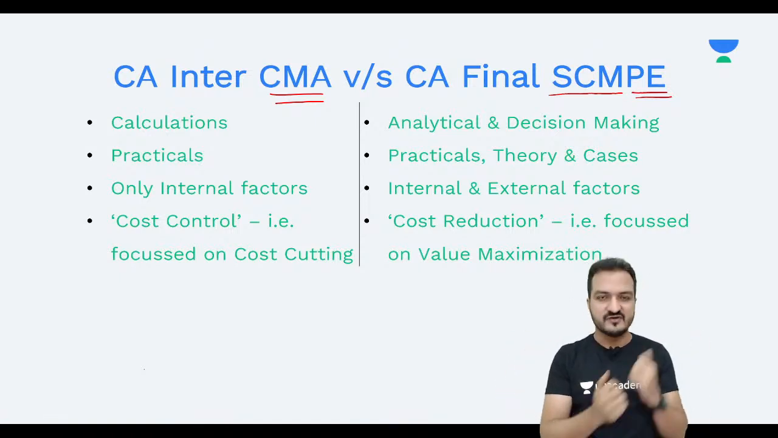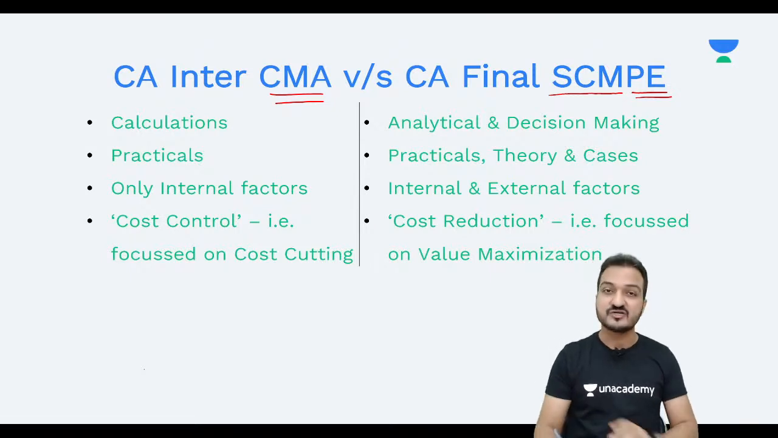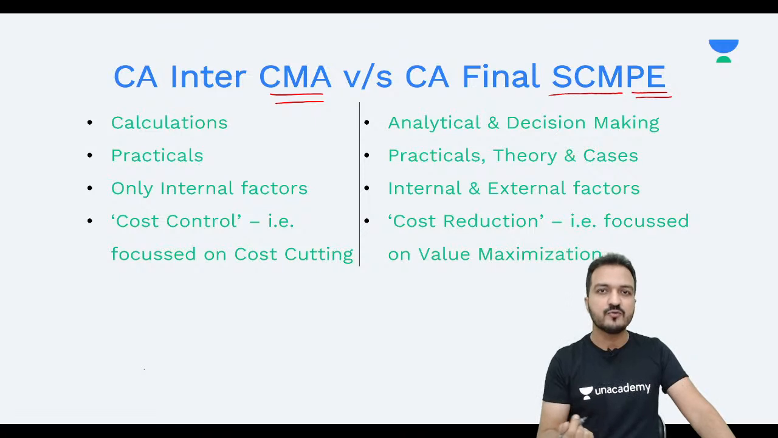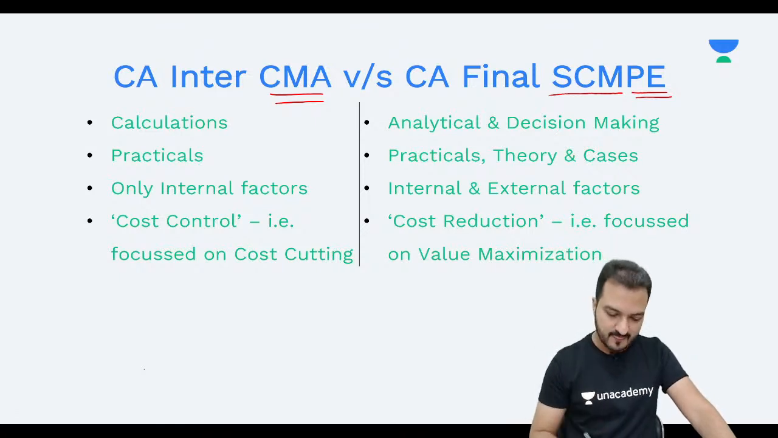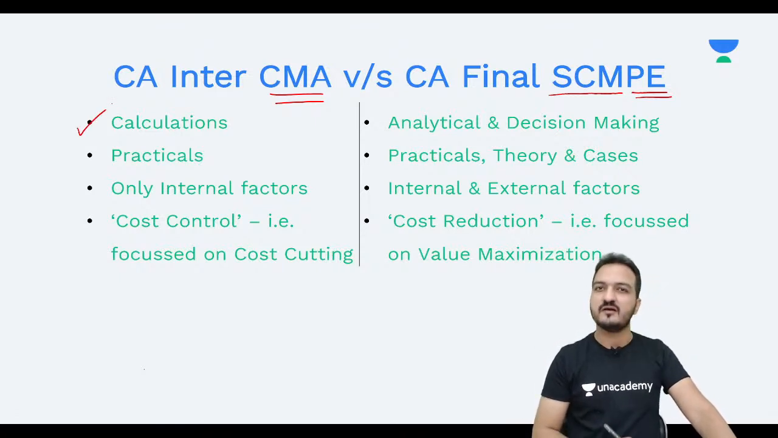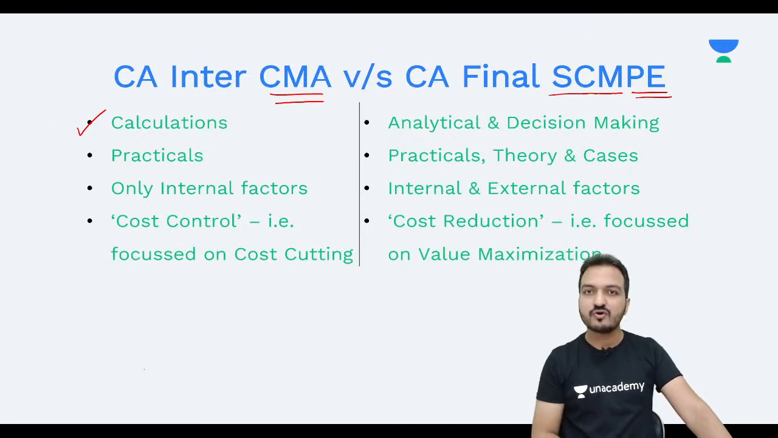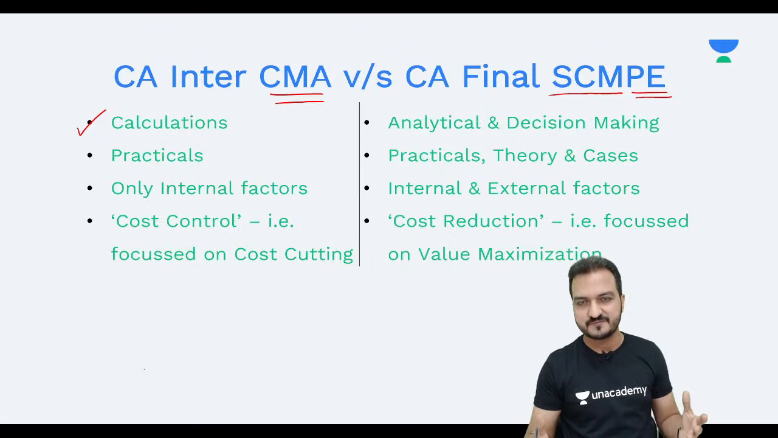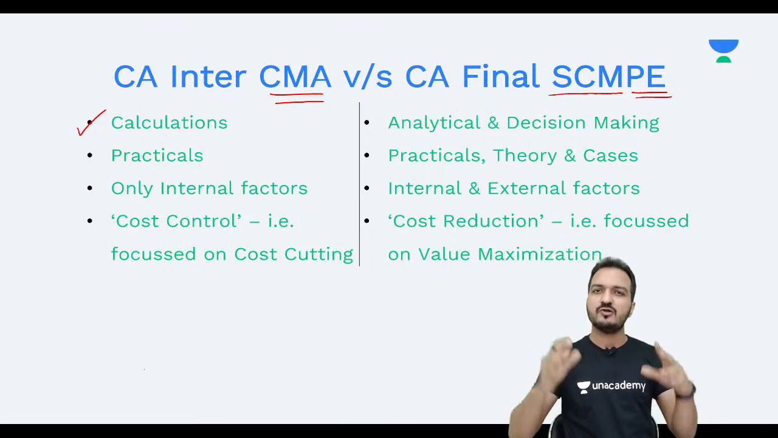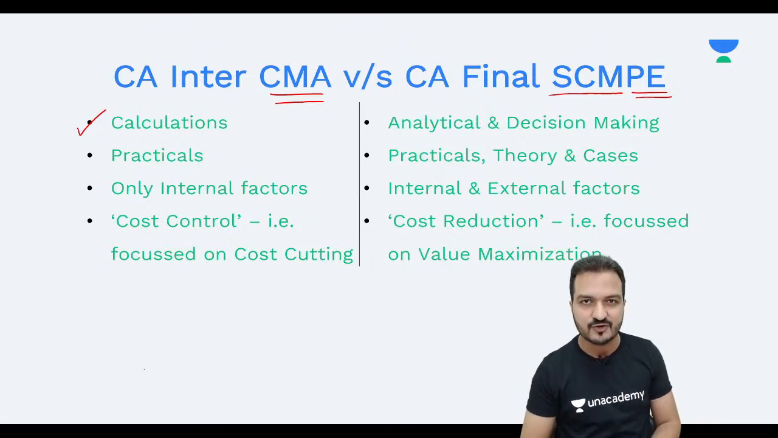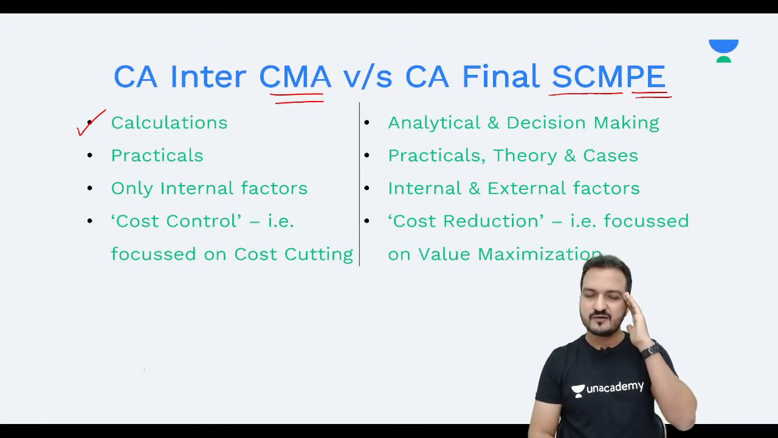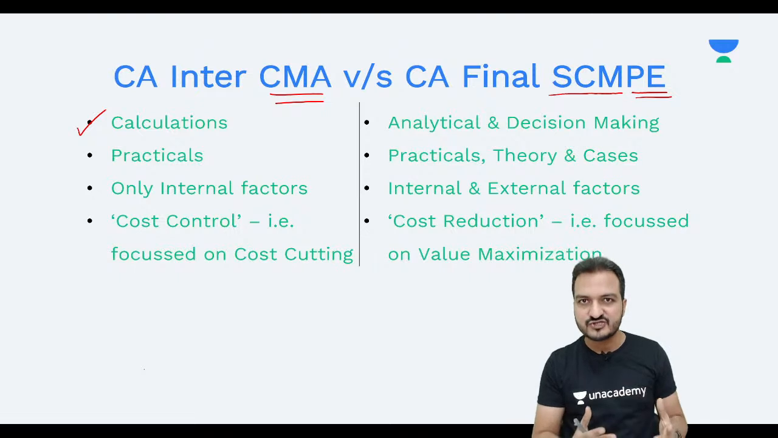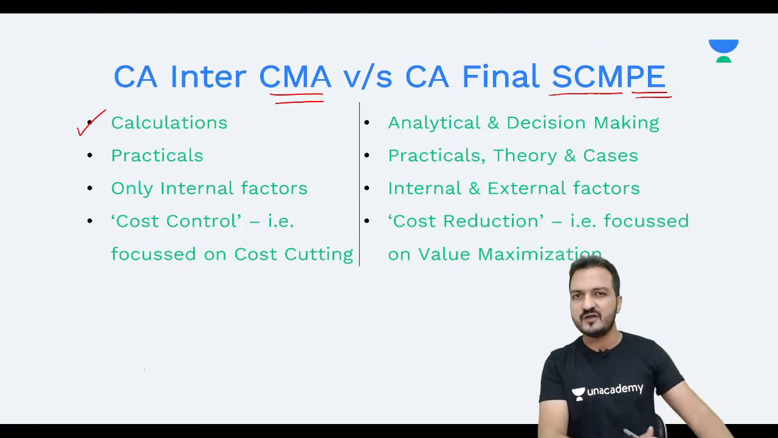Anyways, coming back here, the subject is not complicated. Trust me on that. Let us see how this is different from your CA intermediate costing. At your intermediate level, the subject of costing was mainly about calculations. You were supposed to do lots and lots of calculations. Yes or no? Can you just remember what types of calculations you did at CA intermediate level?